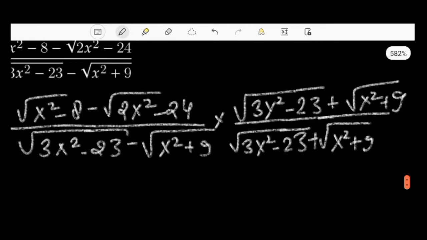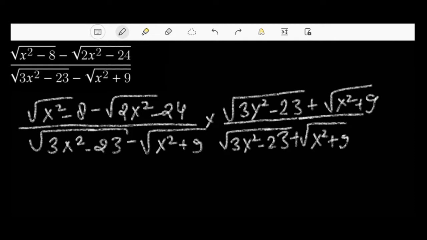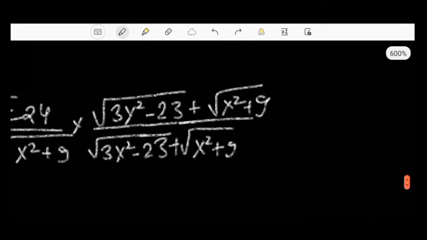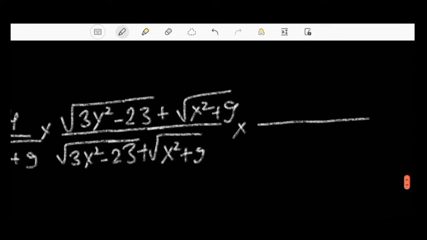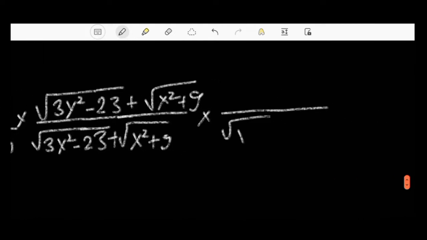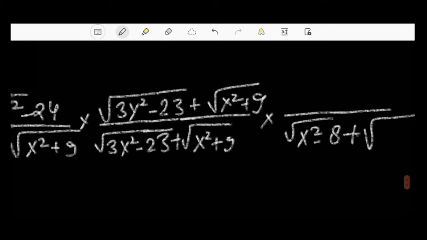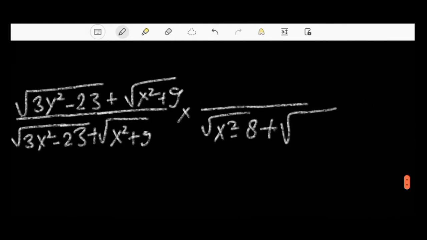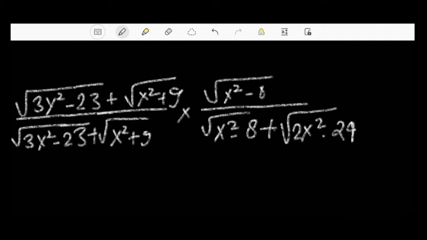And similarly I'm going to rationalize this fraction again, and for that I'm going to multiply this by square root of x square minus 8 plus square root of 2x square minus 24.